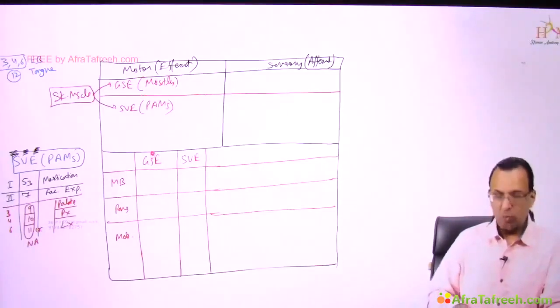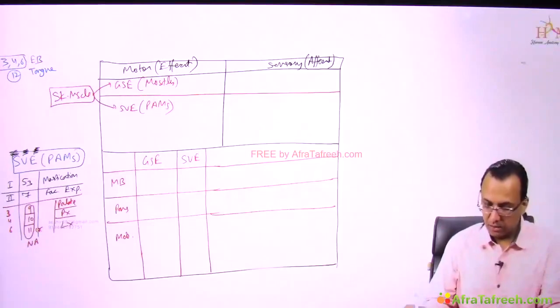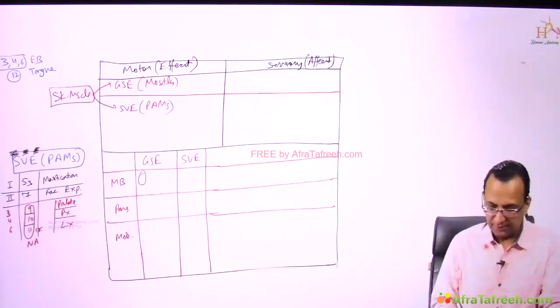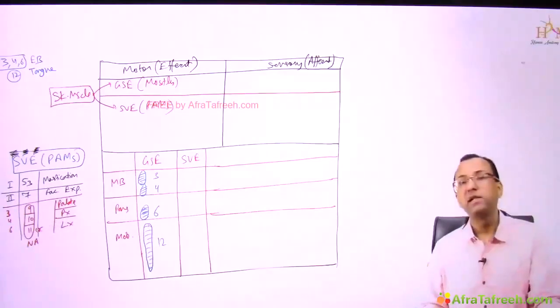So what do you think? Where is the number 3 and 4? Now number 3 and 4 actually are in the midbrain. This is the number 3 and this is the number 4 in the midbrain. And where is the number 6? It is in the lower pons. And where is the number 12? It is in the medial medulla. If you remember, medial medulla.